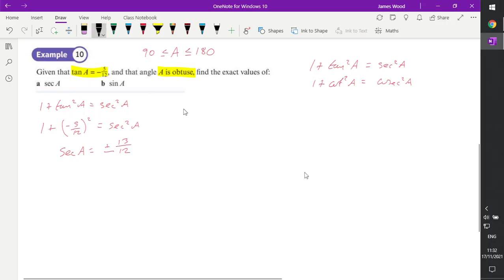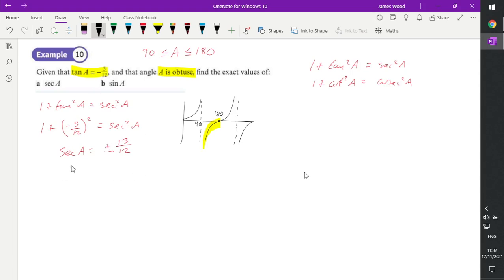Now in the original question, we were told that tan A was negative and that the angle was obtuse. So let's just draw a quick sketch of tan. We were told that it's obtuse, so remember that is between 90 and 180. So that's going to be just that portion there, because this is 90 and this is 180. So it's just going to be down there. So you can see that tan is negative, which makes sense given the information here.